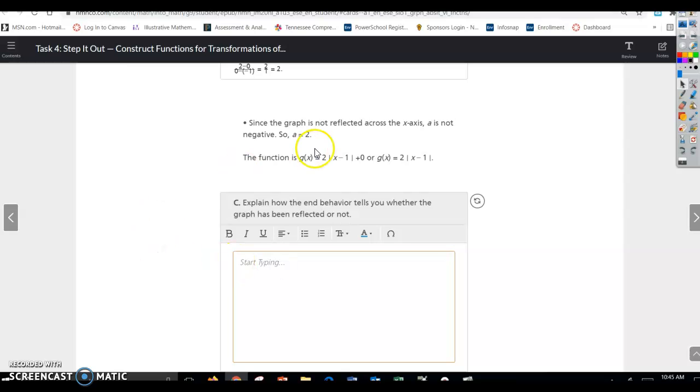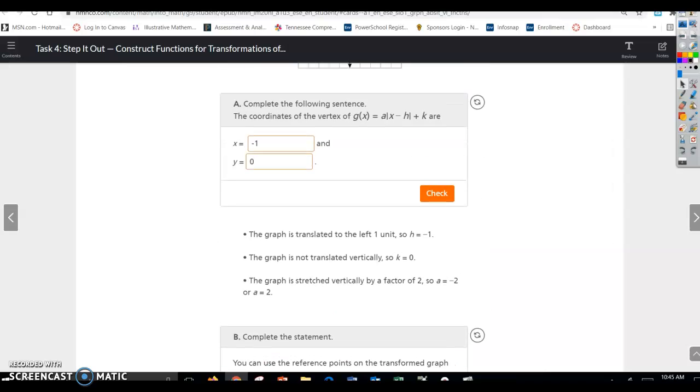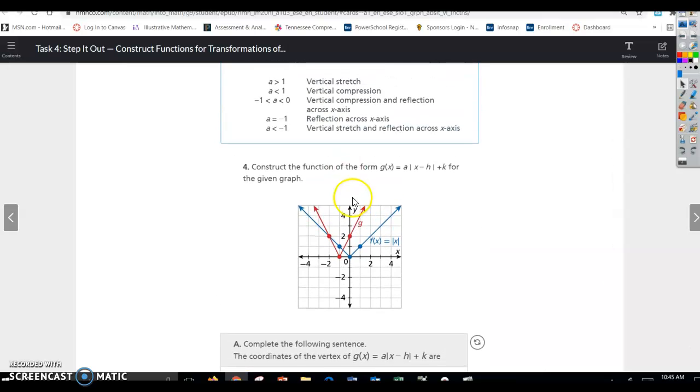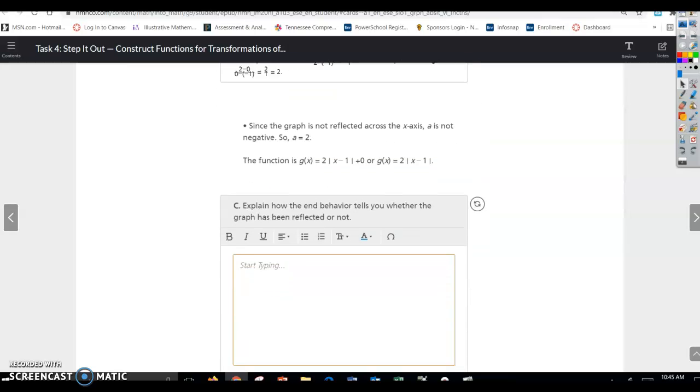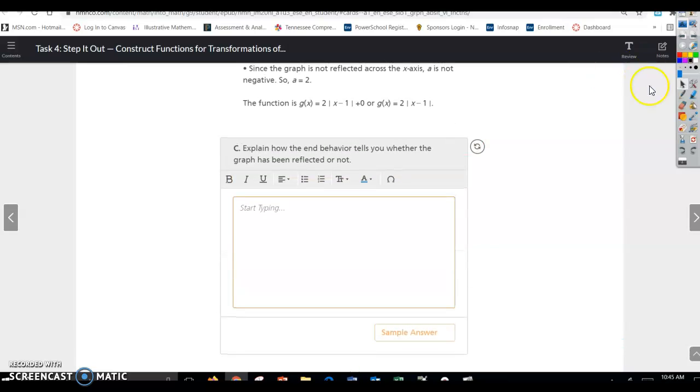So it says the function is g of x equals 2 times the absolute value of x minus 1. All right, so there's a mistake here. Our h is -1 because it moves to the left, but in our function it's x minus h. So this actually should be a +1 here. Just change that to a +1. And you can double check that by looking at the graph.